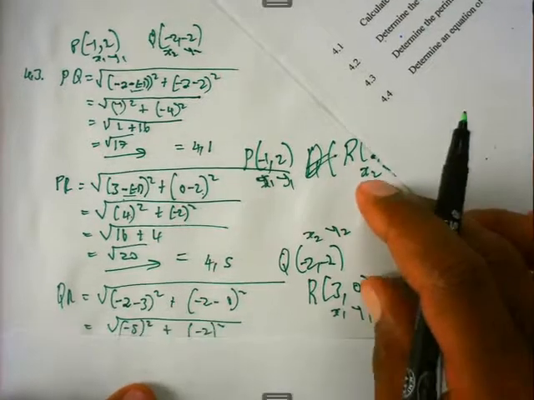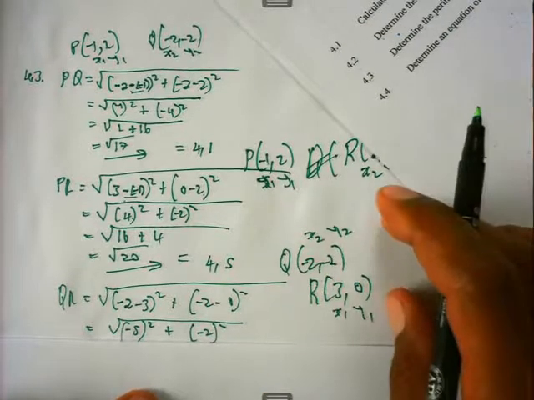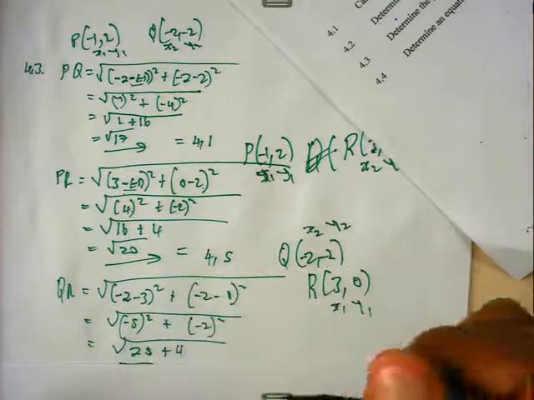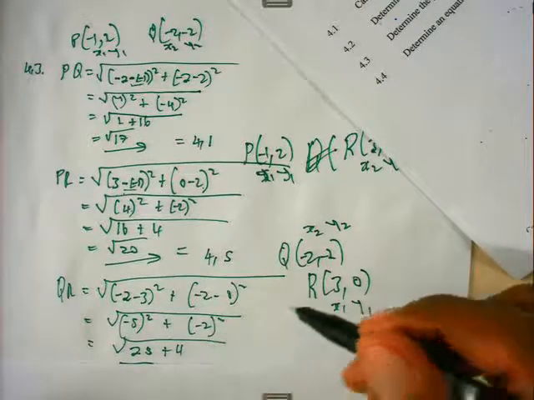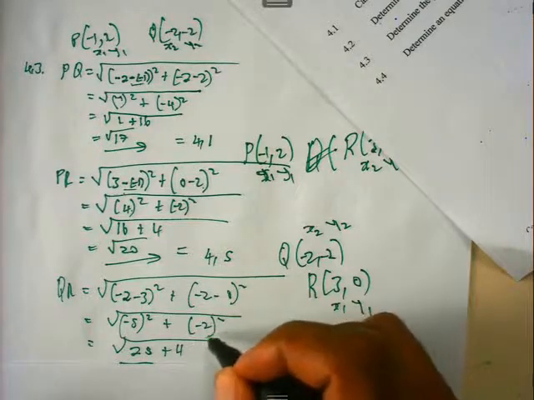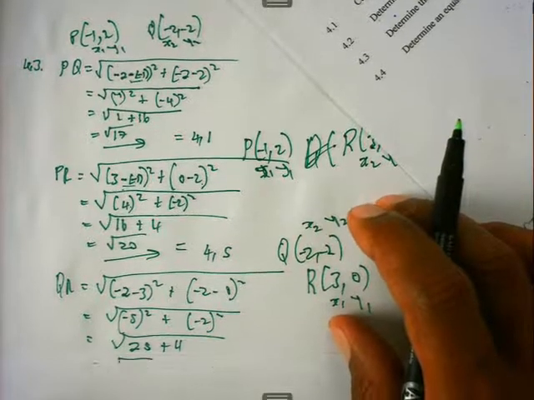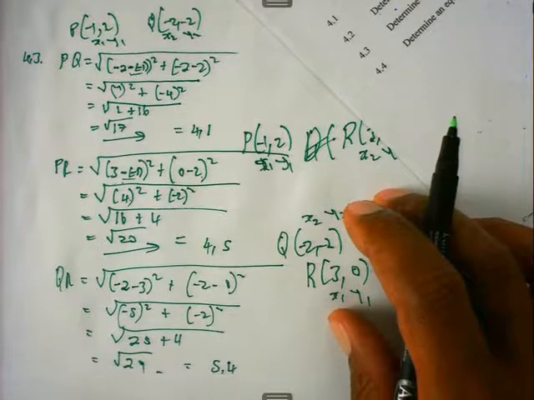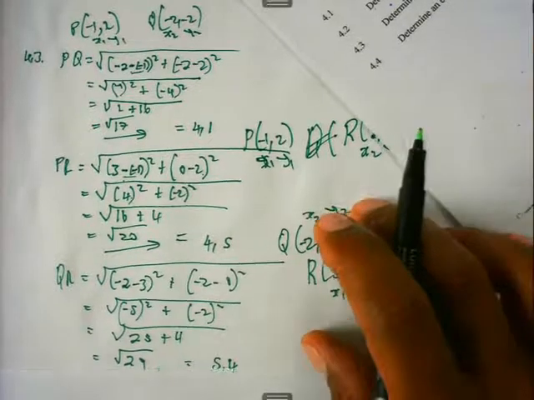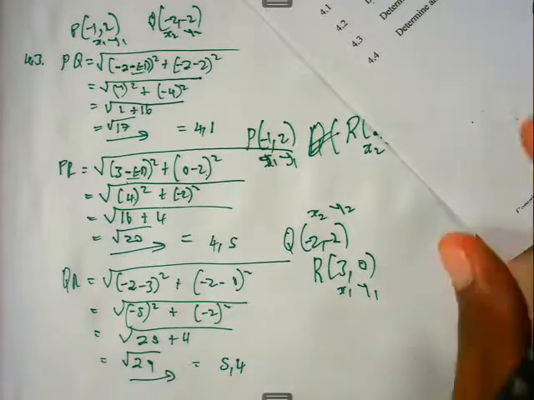Of course, when I simplify, it is minus 5 all squared plus minus 2 all squared. Then minus 5 squared is 25 and minus 2 squared is 4. Please make sure that you put the negative inside the brackets, because if you only say minus 2 all squared, it will give you negative 4, which is not correct. Then 25 plus 4 is equal to 29. Therefore, the square root of 29 is 5,4. Right, now we must answer the question.